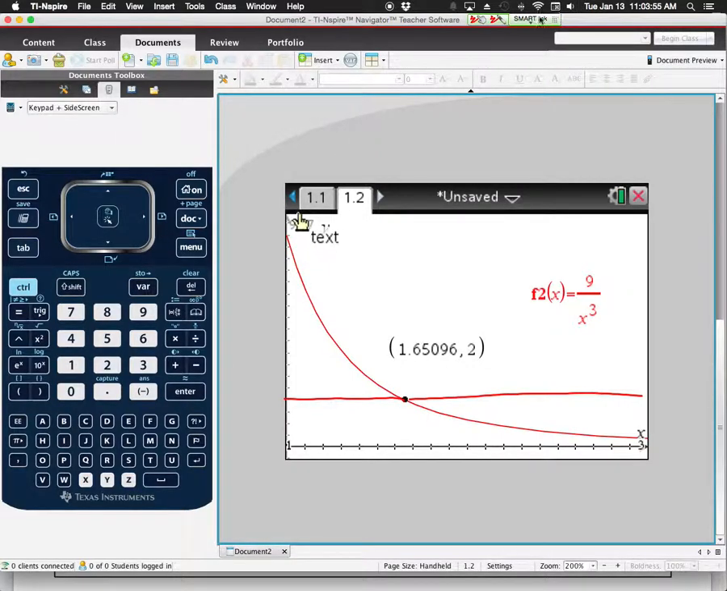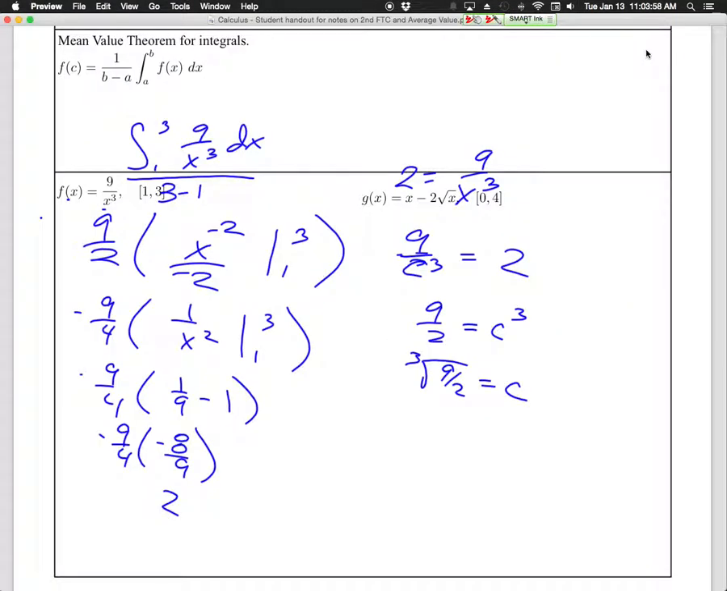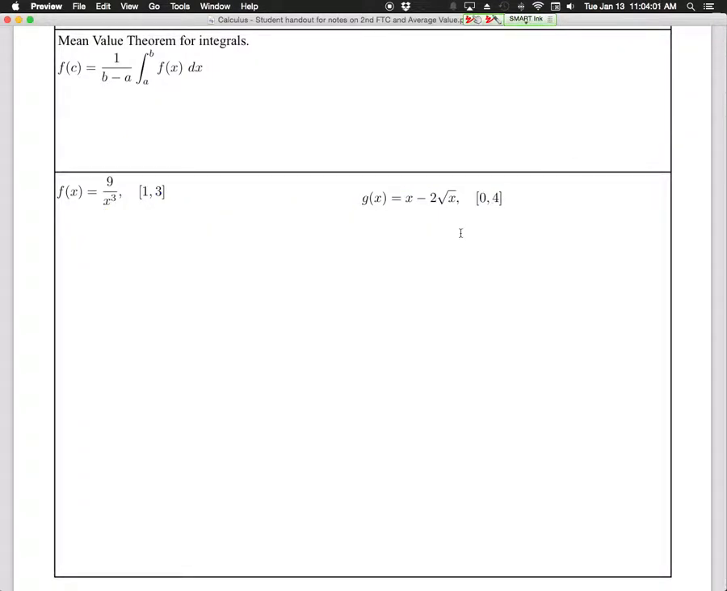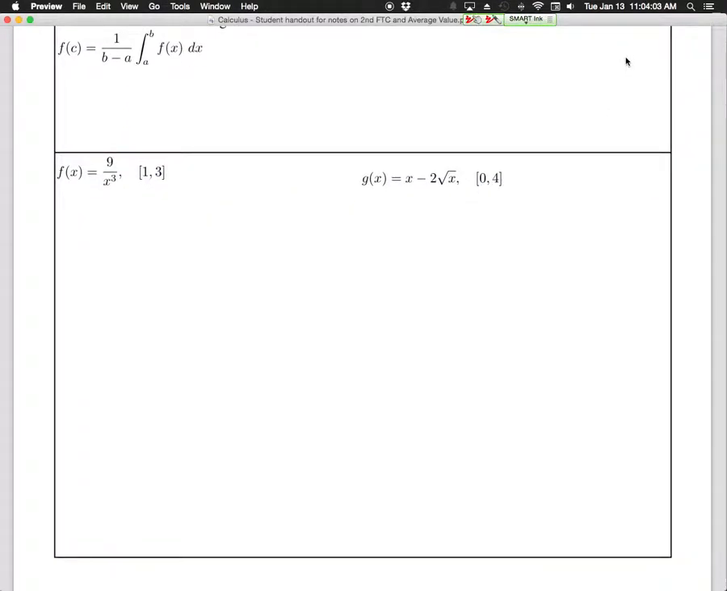Okay, let's try another one. Alright, next one. g of x equals x minus 2 square root of x from 0 to 4. I want to find the c value that the MVT for integrals guarantees. So what do I do first? Find the average value. So I'm going from 0 to 4 of x minus 2 square root of x dx, and don't forget to divide by 4 minus 0.